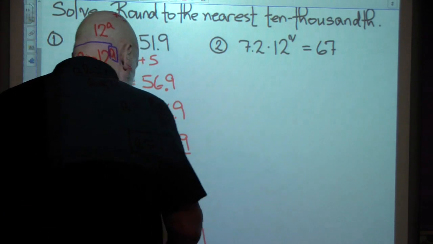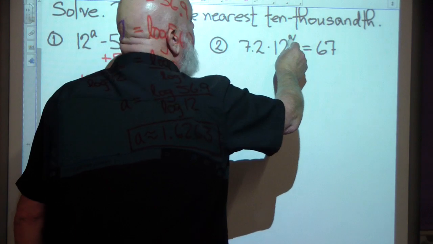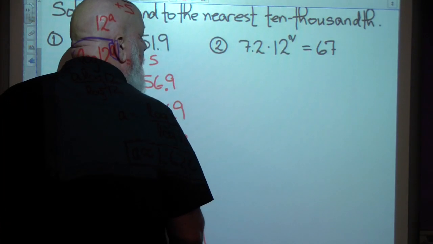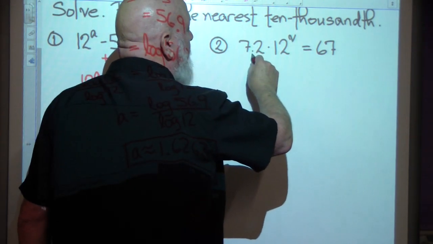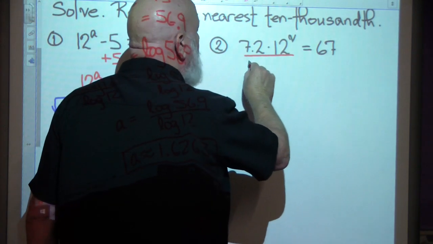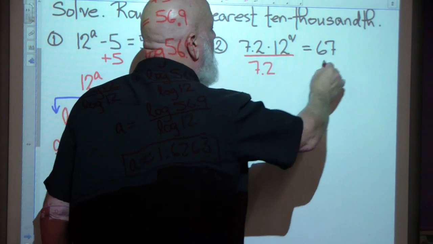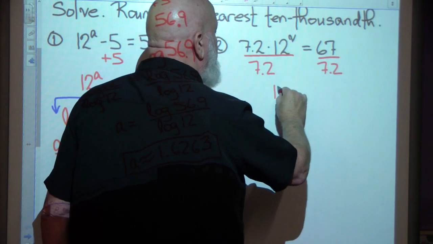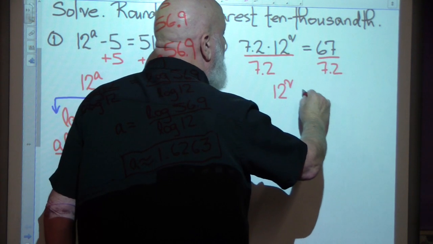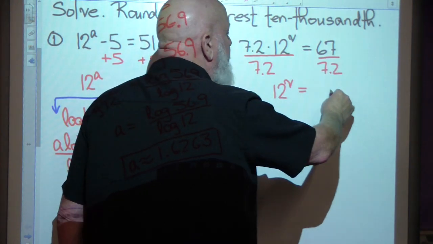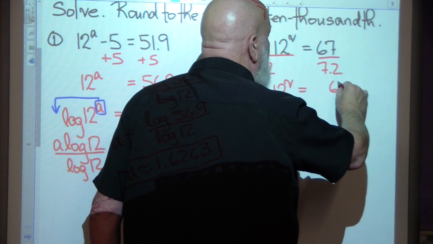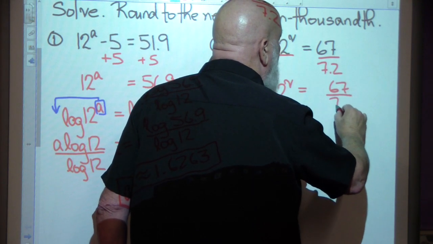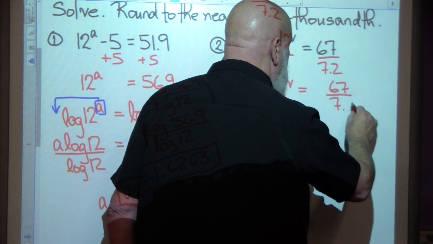Okay, I'm going to try to get this V by itself. I've got to multiply 7.2, so I'm going to divide both sides by 7.2. That'll give me 12 to the V is equal to, I'm just going to leave this like that, so I don't have a big long decimal.